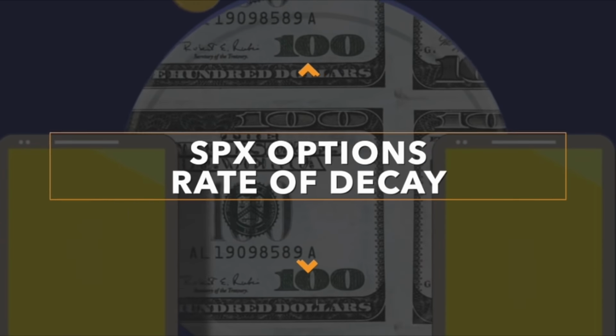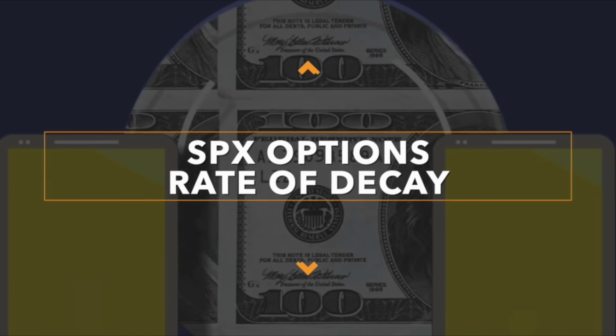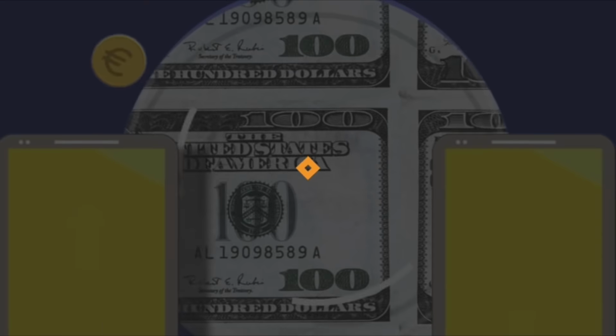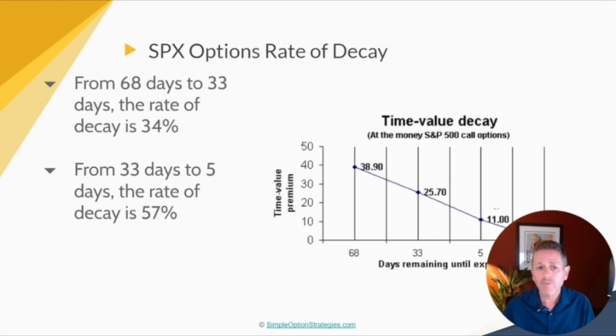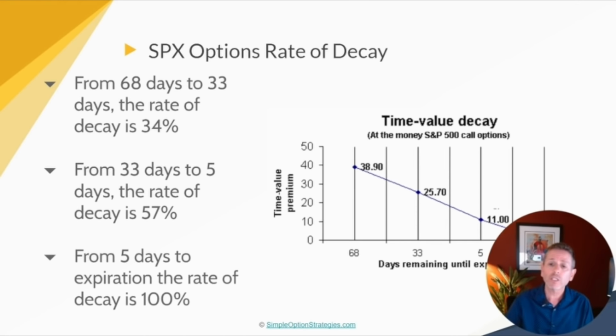All right, so let's talk about option decay because this is really important and it's the main thing that's used in getting profitability on these trades. And this is an example of call options on the SPX. From 68 days to 33 days, the rate of decay is 34%. From 33 days to 5 days, the rate of decay is 57%. And from 5 days to expiration, the rate of decay is 100%. So you can imagine on the last day that the 0DTE trade is operating, it loses all of its value. That's why we call it 0DTE, 0 days to expiration. So that's kind of how the rate of decay works, and it works in all kinds of options. So I like being a seller of options rather than a buyer, right?